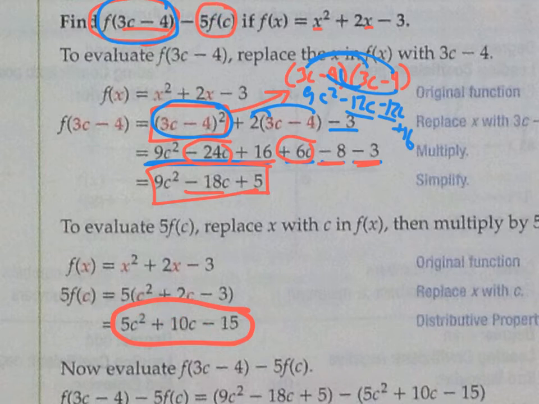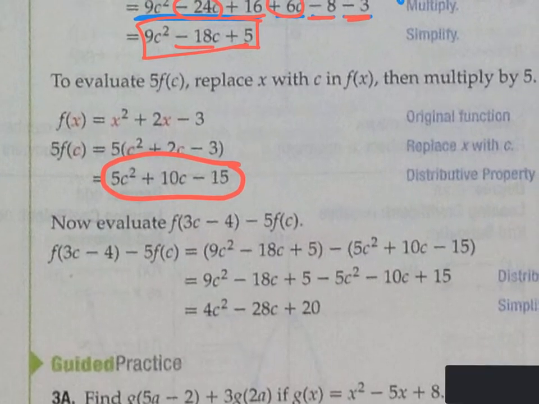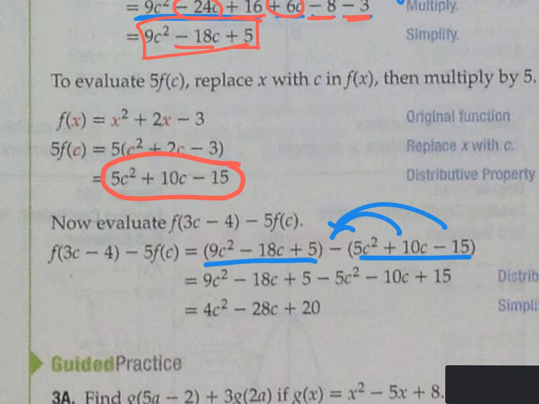So now what we have to do is take this first part minus the second part and get our final answer. So when they do the first part minus the second part, they need to distribute those minus signs and then combine like terms and you get your final answer.